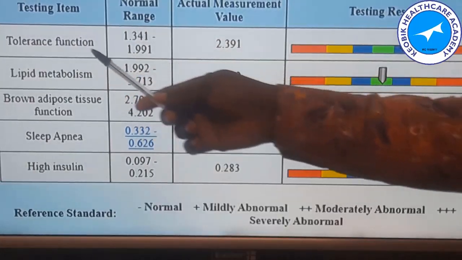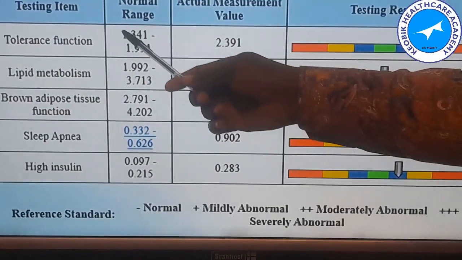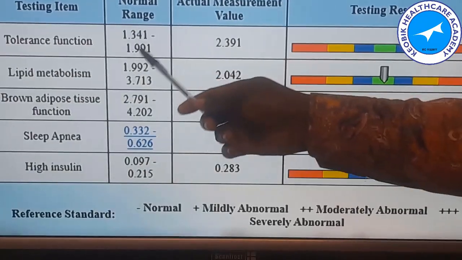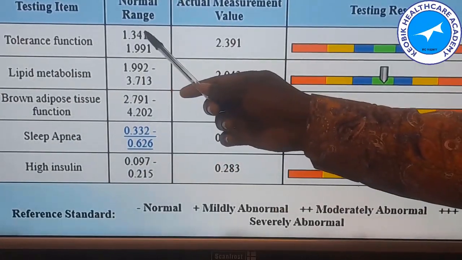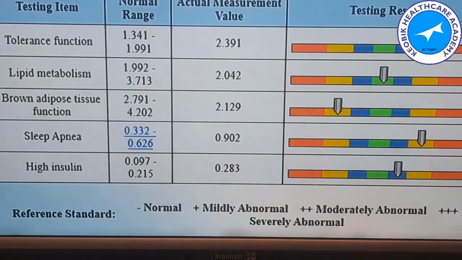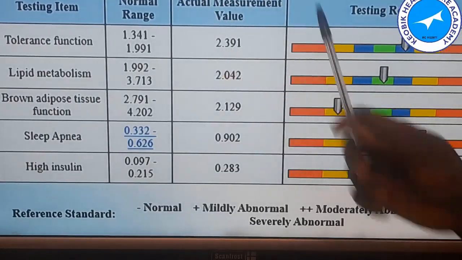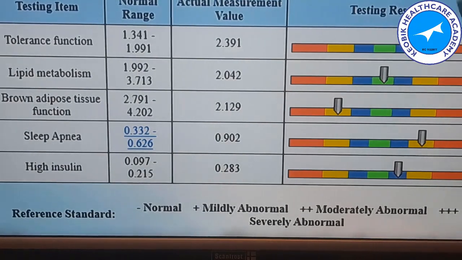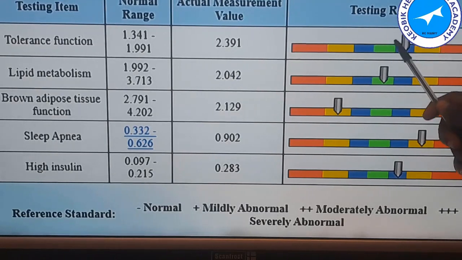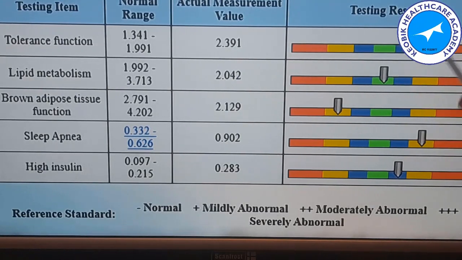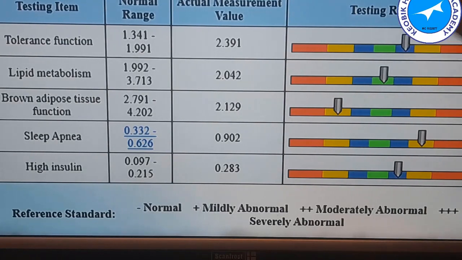So we are looking at the obesity data analysis, and the first parameter is glucose tolerance function, and the normal range is from 1.341 to 1.991. Okay, and the result we have here is above normal mildly, which is 2.391. However, when you have a result that is above normal, mildly abnormal high, moderately abnormal high, severely abnormal high, please note that it is generally not a concern.